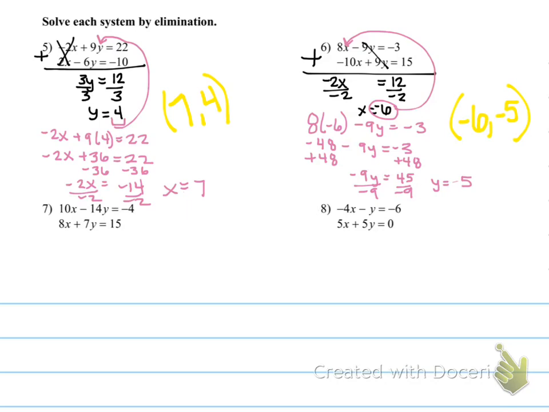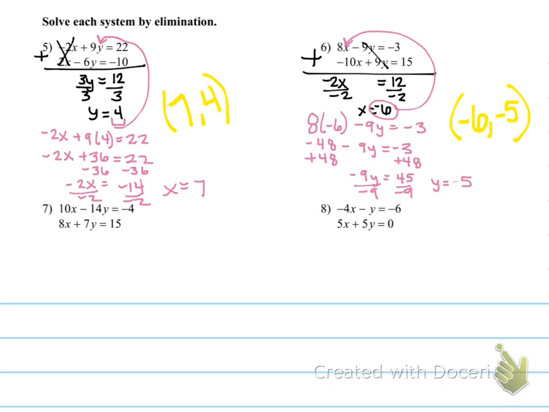Got 2 more, and these are the hardest ones you're going to see because we have to multiply to get something to cancel out. Okay, so got to think strategically with these 2 problems because you want to make it easier for you. Looking at number 7, you've got 10x and 8x. Those don't easily cancel out. For y's, you've got negative 14y and a 7y. What's good about those 2 is they're already different signs, where one's positive, one's negative.